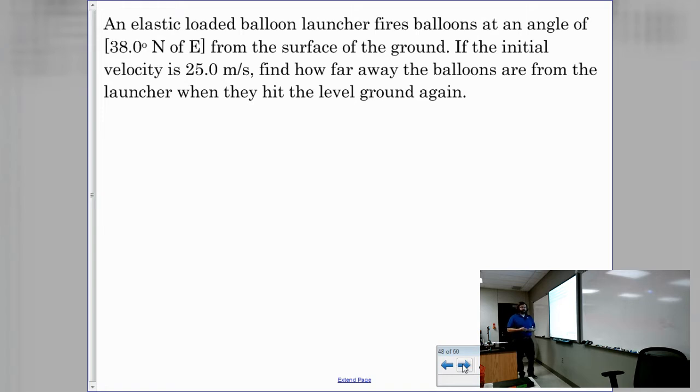The only way we can really practice them is to do some problems. There are three types of problems that you're going to see when you see vertically launched projectiles. Question is, how far did it go?